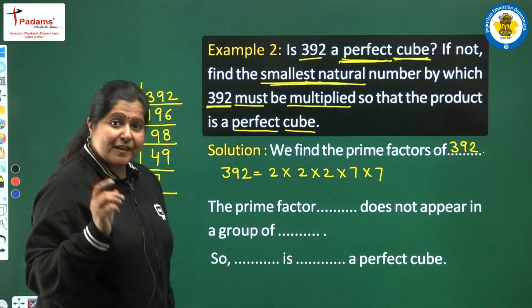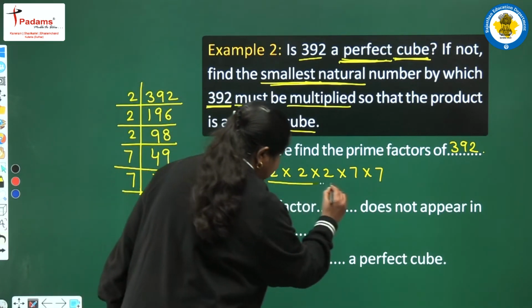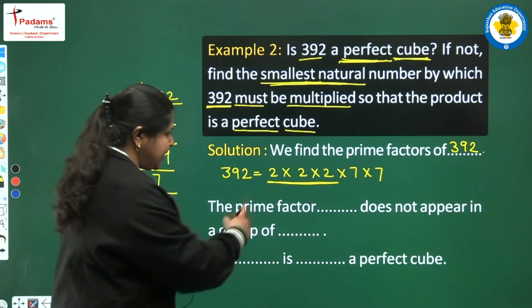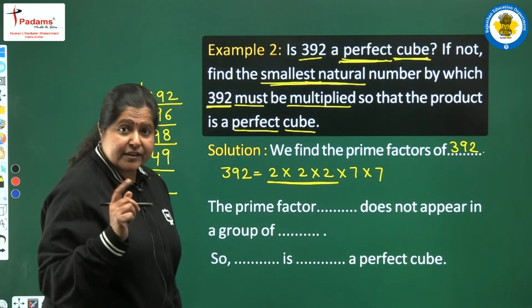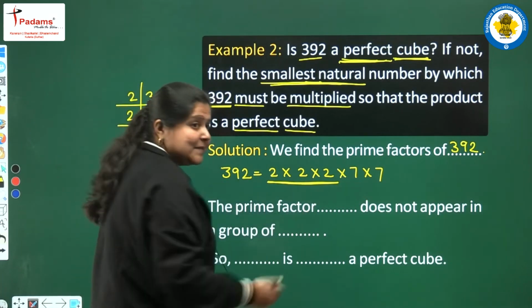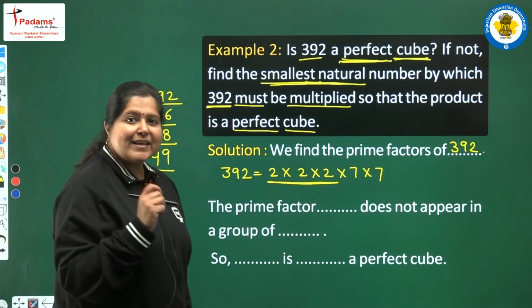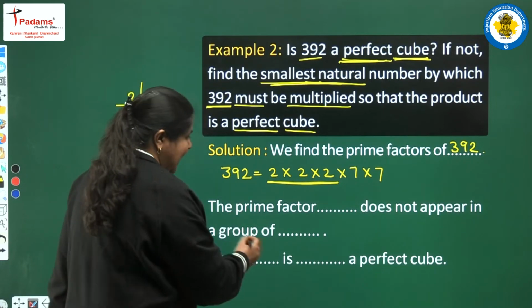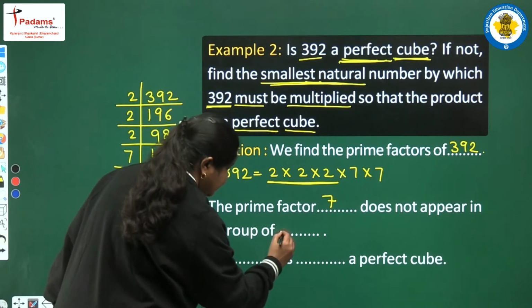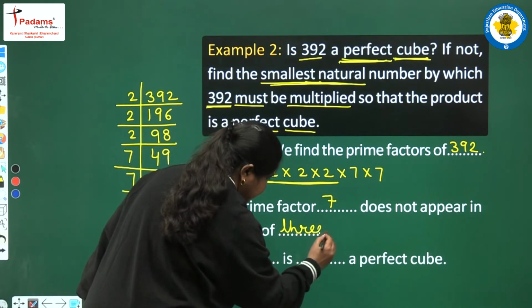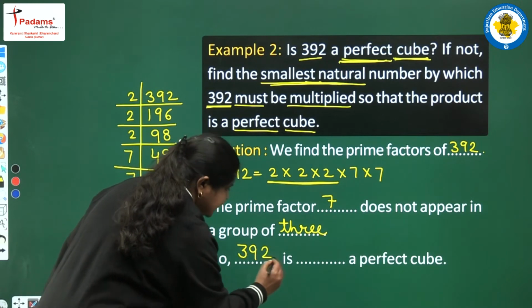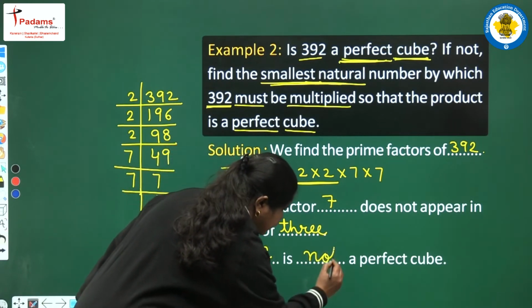Now let us form the triplets. ये तो हमें ट्रिपलेट फॉर्म में बिल्कुल मिल रहा है, in groups of 3. OK, in a group of 3 we are getting this prime factor 2. But what about 7? ये तो 2 टाइम्स ही आ रहा है. The third 7 is missing. So the prime factor 7 does not appear in a group of 3, and so 392 is not a perfect cube.